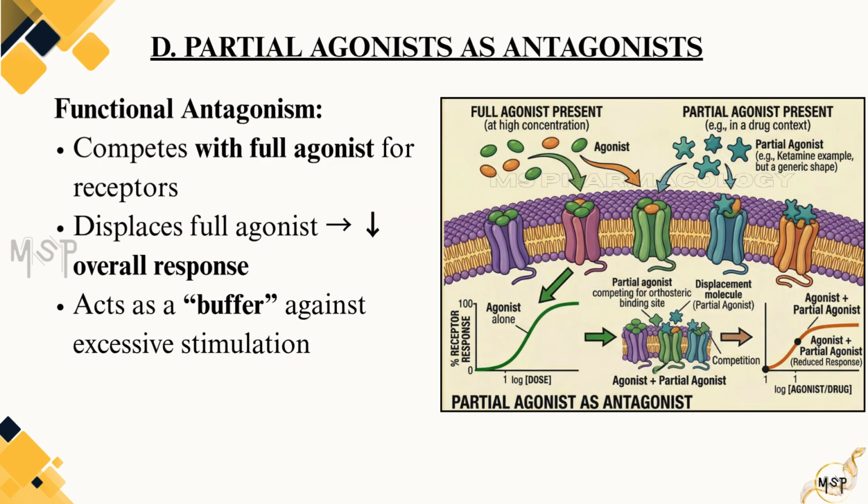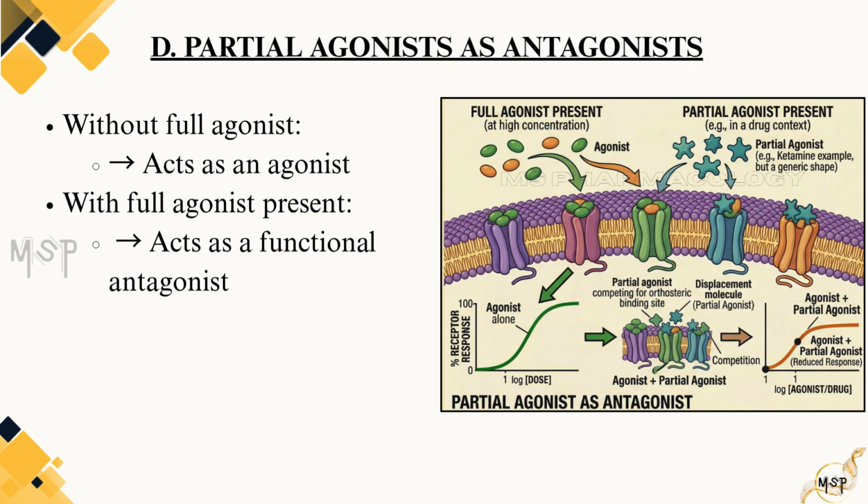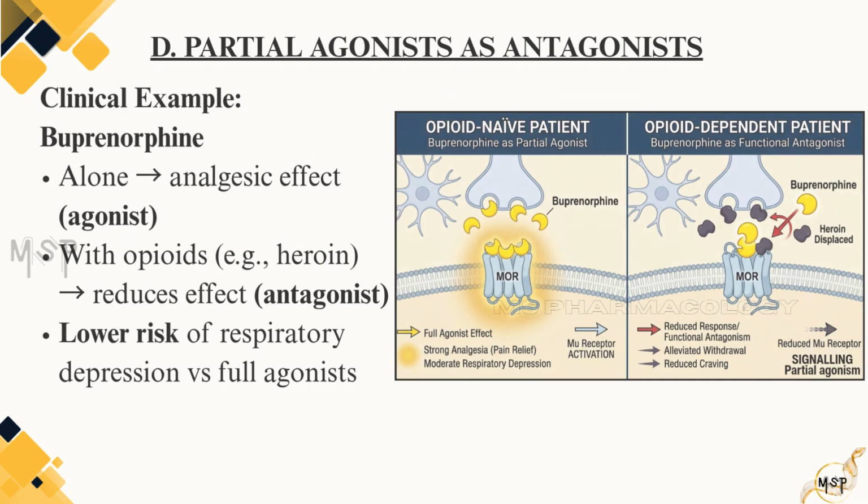When both are present, the partial agonist displaces the full agonist from some receptors and reduces the response. It acts as a buffer or functional antagonist against the stronger agonist. The same drug can be either an agonist or an antagonist depending on context. In the absence of a full agonist, for example, in an opioid-naive patient, buprenorphine acts as an agonist, providing pain relief. In the presence of a full agonist, for example, in a patient actively using heroin, buprenorphine competes and reduces the effect of heroin, acting as a functional antagonist.